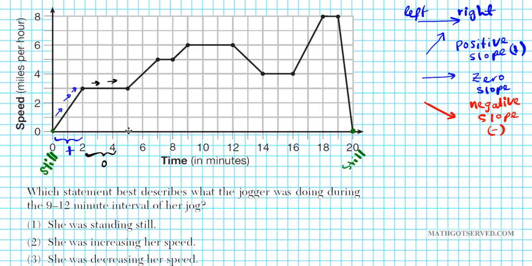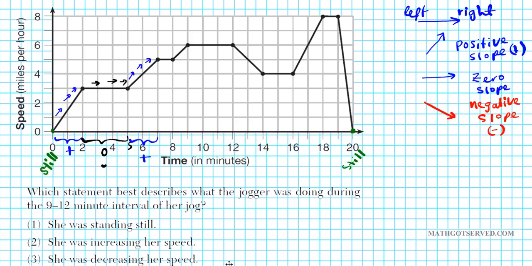How about from, well, actually, it goes a little bit further. It goes all the way to 5. So let's extend it a little bit more. So from 2 all the way to 5, the slope is 0. From 5 to 6, what's happening? From 5 to 6, it's going up. If a line is going up from left to right, that means the slope is what? From 5 to 7, the slope is positive again. So we have positive, 0, positive.